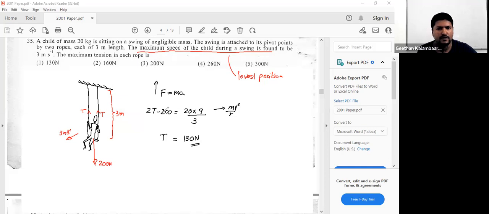So when you simplify, you get 130 newtons per tension. That's the first answer.